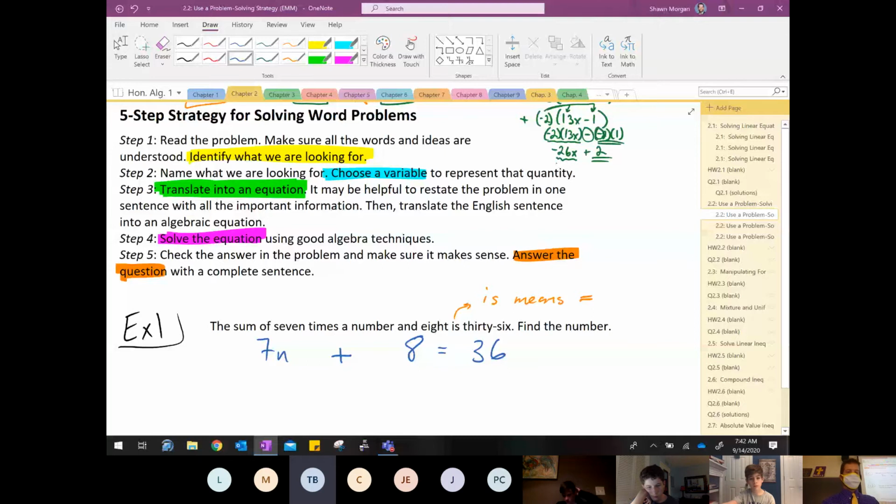First, you subtract 8 from 36. And then you have 28. And 28 divided by 7 is 4. Perfect. N equals 4.